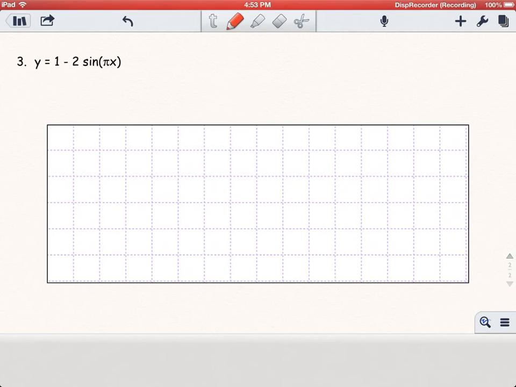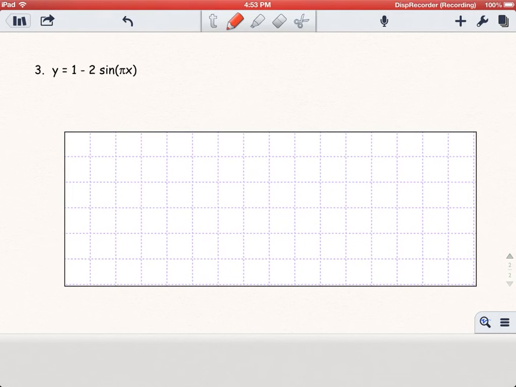Number 3 was just a sine graph, except for a lot of transformations going on. We've got a vertical shift of 1, we have a reflection over the x-axis, we have an amplitude change, and we have a period change. The new period is going to be 2, therefore the increments are going to be 1/2.